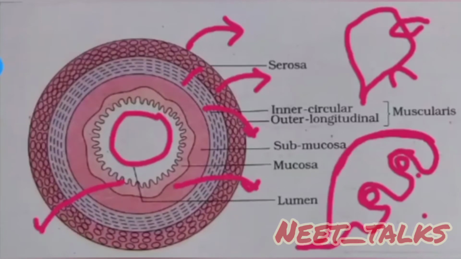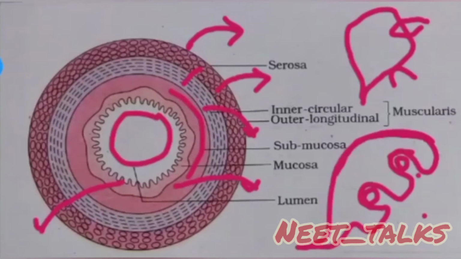Then we have the submucosal layer. The submucosal layer is formed of connective tissues. The connective tissue contains the blood vessels and the nerves, right? This is our submucosal layer.